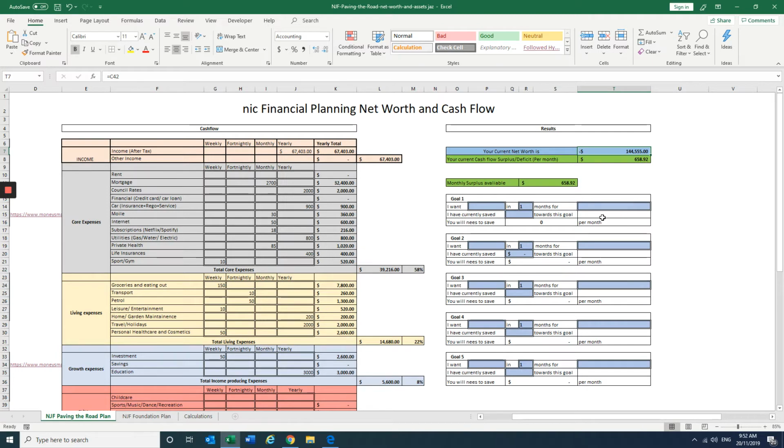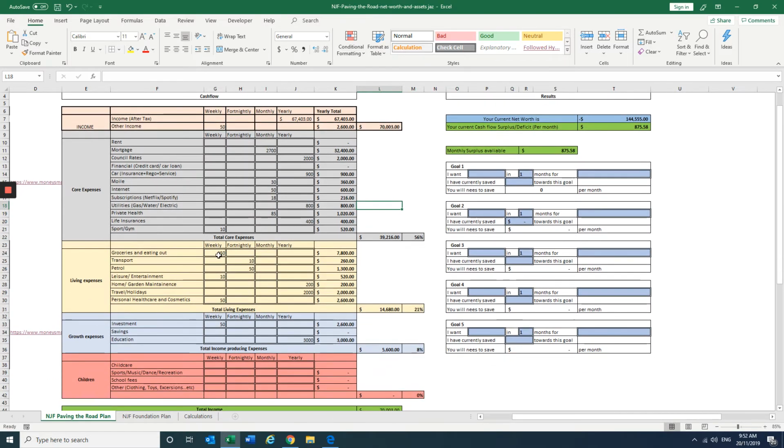Now, if I want to buff this up, I can go back into here and change some things in here. For example, I might start umpiring hockey every week and earn $50 a week. Adds an extra 2,000, so it buffs this up a little bit. I might go, I don't actually need to spend 150.